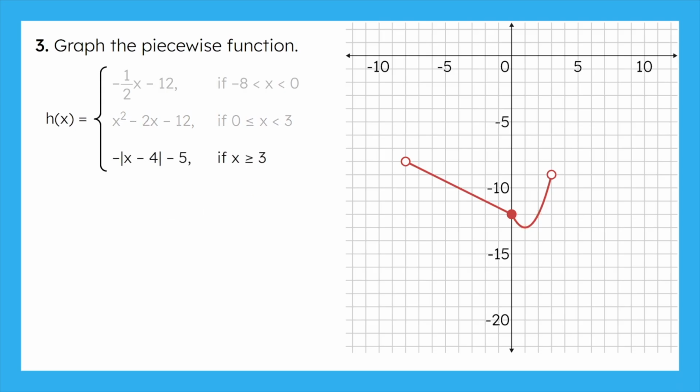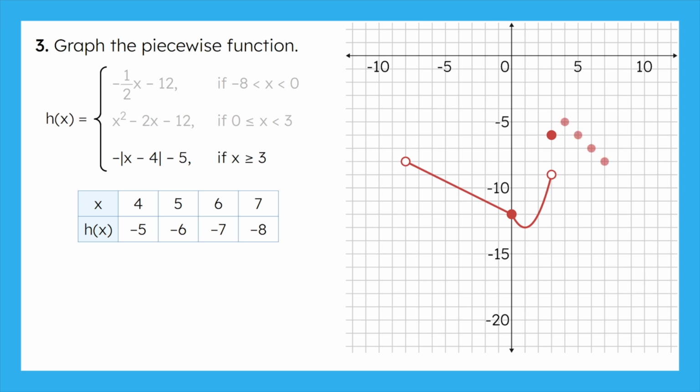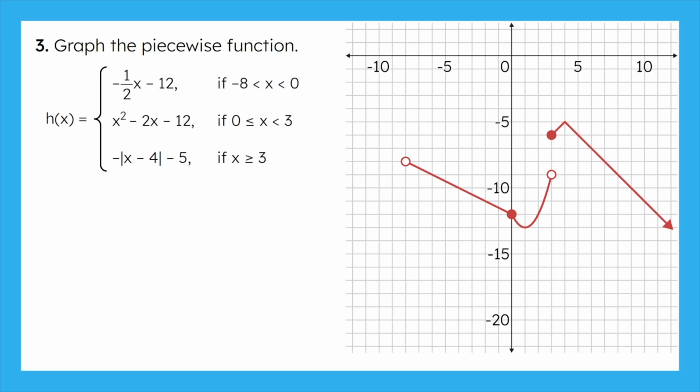Last up, the third piece. The endpoint is at (3, -6) with a closed circle. To finish graphing this interval, once again, we'll want to use a table of values. Because there's no upper endpoint for this interval, we could choose any number of x values greater than 3, like 4, 5, 6, and 7. These inputs give us the outputs -5, -6, -7, and -8, allowing us to complete the graph. You might have chosen some different x values, but your final graph should look the same.